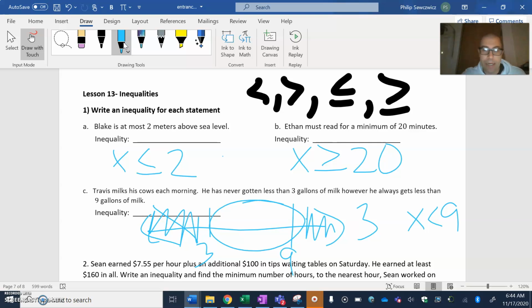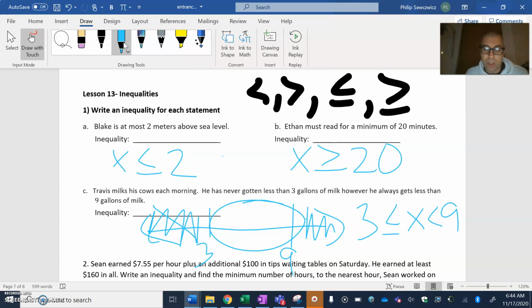Now, again, he's never gotten less than 3. So has he gotten 3? Yes, he has. Has he gotten more than 3? Yes, he has. So if I'm reading it backwards, I need an x and then greater than or equal to 3.